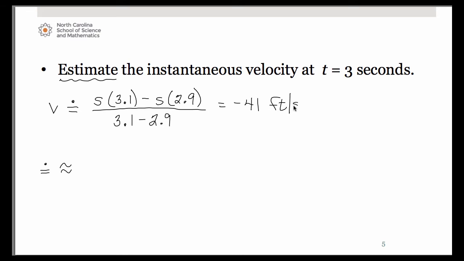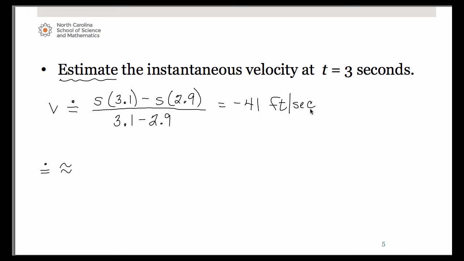Now, just because we're doing an instantaneous velocity now does not mean that the units of measure change. They remain feet per second. So let's think about what this means. This is telling us that at 3 seconds, the ball is going downward, that's what the negative tells us, at a rate of 41 feet per second.